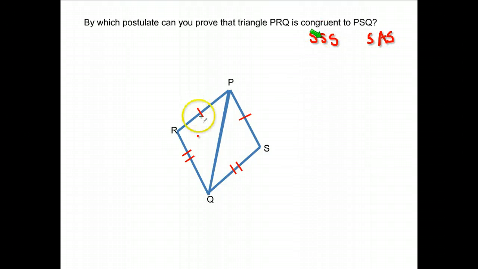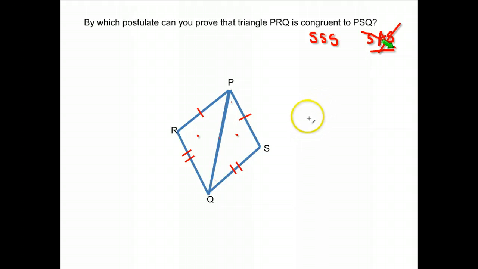For SSS, we need all three sides of one triangle congruent to all three sides of the other triangle. For side angle side, we need two sides in one triangle and the angle between them equal to two sides and the angle between them in the other. Now, looking at this, side angle side is not a good candidate for this problem because I do not have any markings showing me that I have any congruent angles, and they didn't tell me in my instructions I had congruent angles. There are no vertical angles. Okay, so in this one, there's no way I can use SAS.